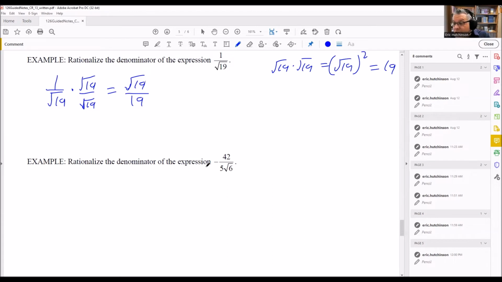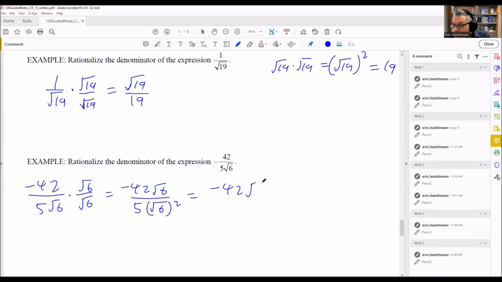Now let's do another problem like that. We'll do this one here. This has a negative on the outside, so I'll just put the negative on top: negative 42 over 5 square root of 6. We're going to multiply by the square root of 6 over the square root of 6. Now we multiply across the top and across the bottom. Across the top, you get negative 42 square root of 6. Across the bottom, you have 5 times square root of 6 squared. On the bottom, you end up with 5 times 6 because the radical goes away when you square it.